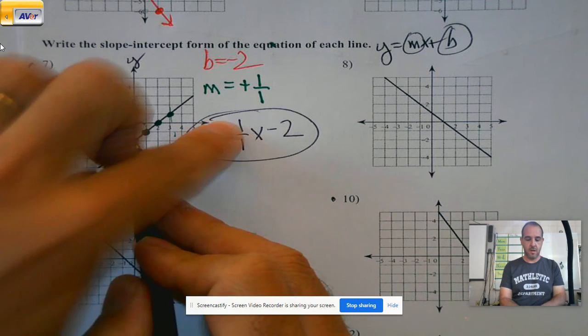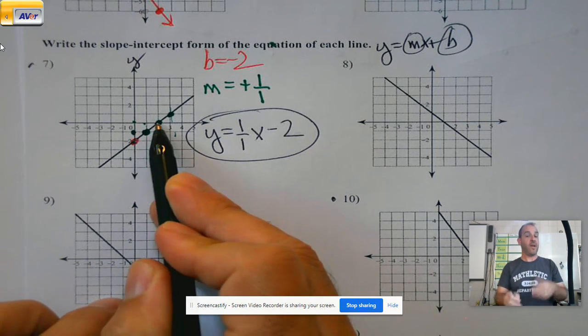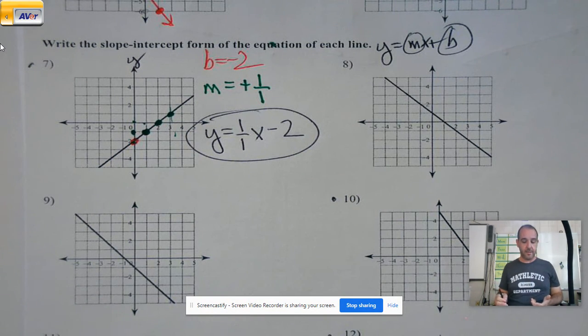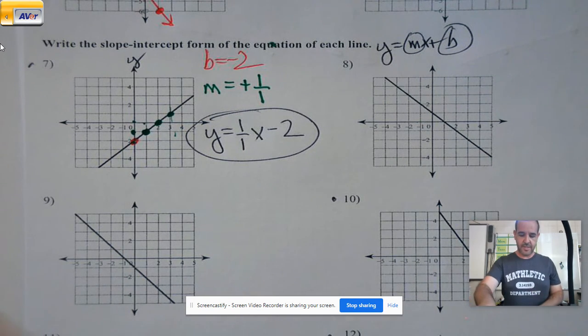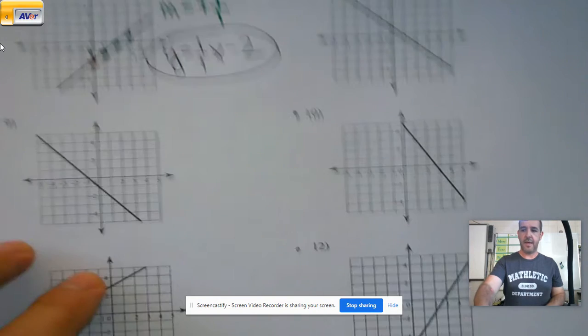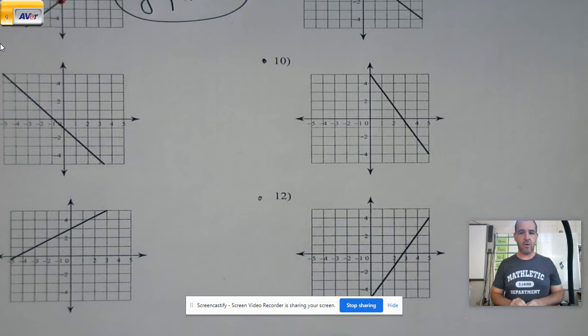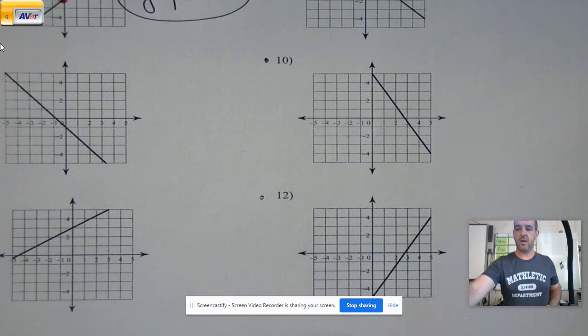Y-intercept, up 1, right 1. Up 1, right 1. And I can see that once I write it. Okay? Now, there's a couple of little twists and turns with these too. So we're going to do a couple more, and then I will get this out of the way here momentarily.